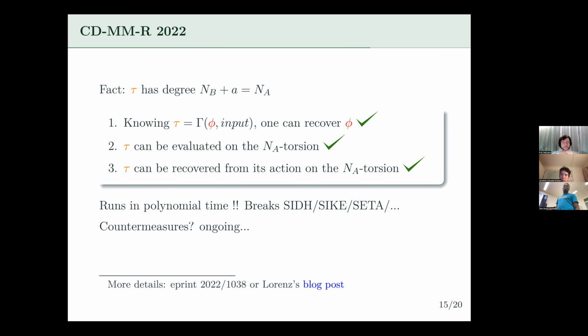Note that it is more complicated than this, but this is the high-level description of the general attack. So it runs in polynomial time. It breaks SIDH, it breaks SIG, it breaks theta, it breaks everything that uses torsion point images. So do we have countermeasures? Not really yet. We have some ideas and they are still being investigated.